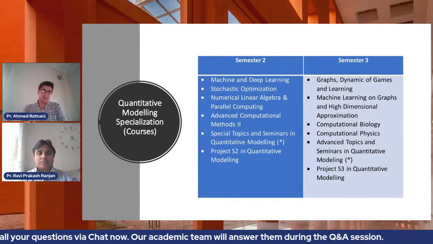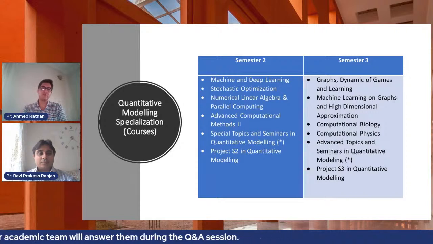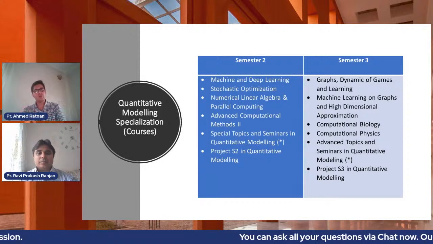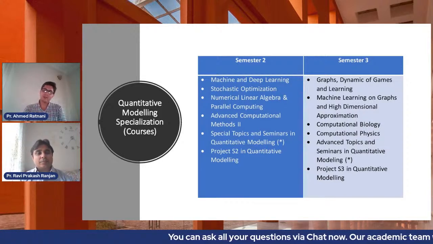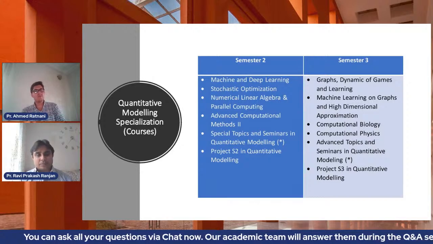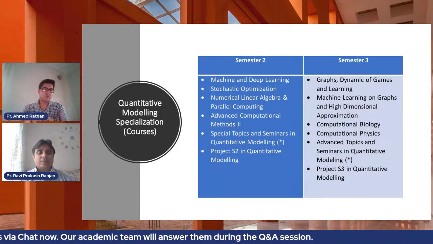Still, the student can follow these courses, but also take the course on reinforcement learning during the advanced topics and seminars in quantitative modeling. This is really nice, because he or she can develop different skills in data science, but also in the application domain, which is very, very nice for the students.